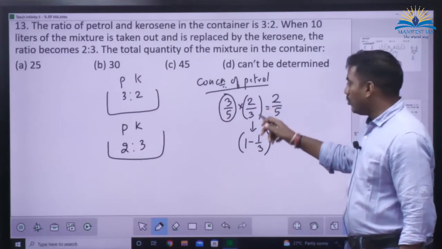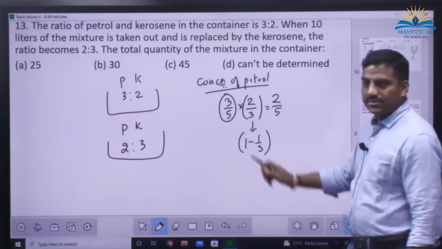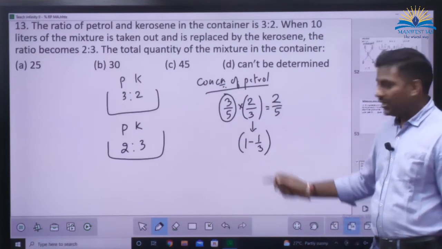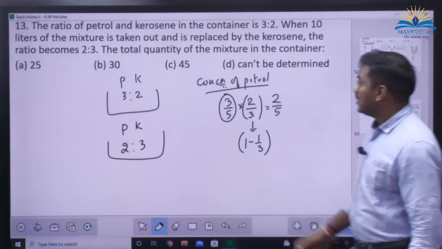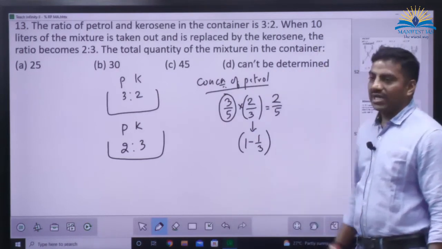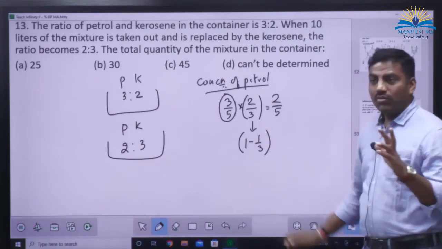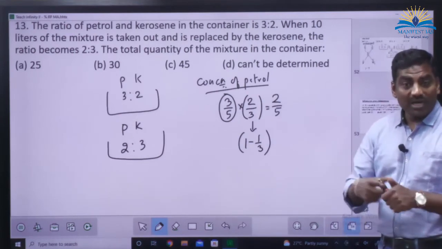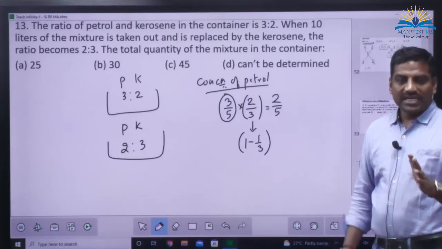But this 2/3 can be expressed as 1 minus 1/3. So this is the compromise. How much petrol are we losing basically? This one, minus 1/3. What are they asking? The total quantity of the mixture in the container. But how many liters have they taken out? What we are taking out, that itself is 10 liters. Getting my point?